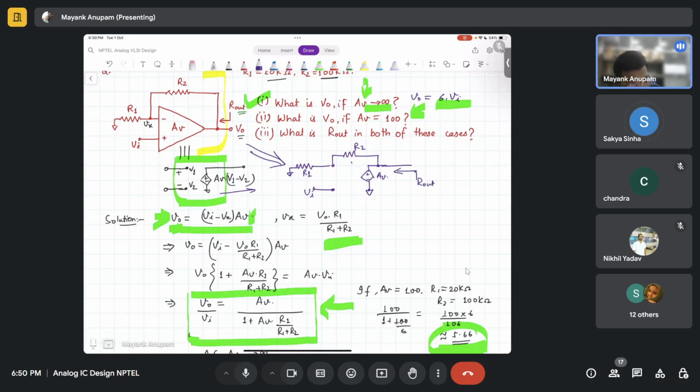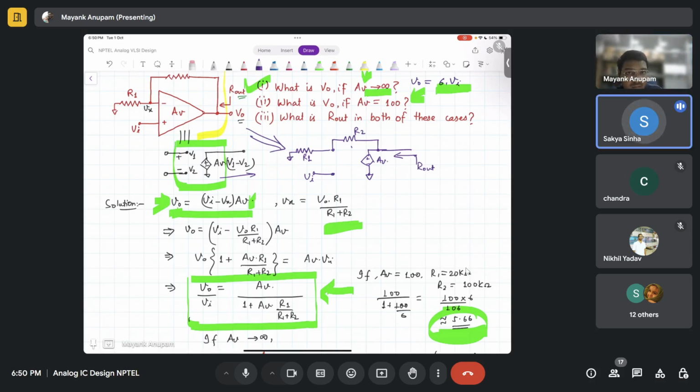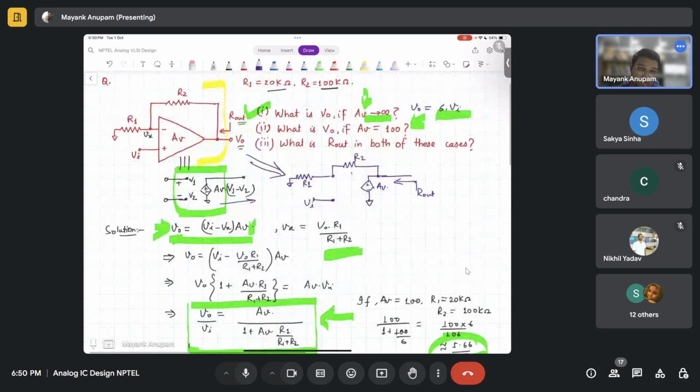You can clearly see it is a parallel combination of RDS and R2 plus R1. Where is RDS in this? Only R1 plus R2. And there is this voltage, right? Let's call it Vx, so this is Vi minus Vx. Tell me what it will be?